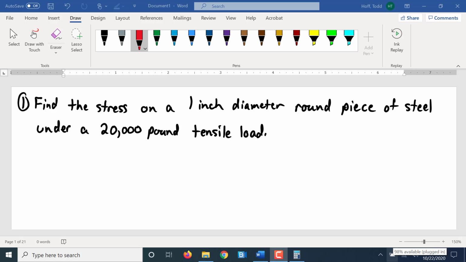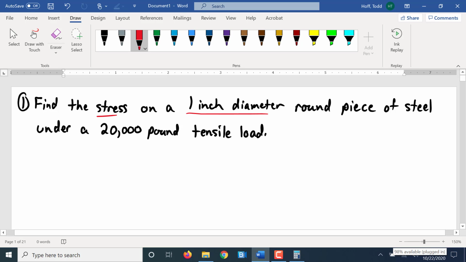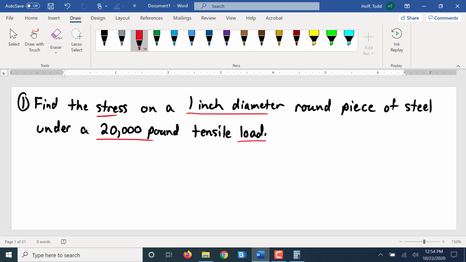So this is quiz 2 for this unit. To start off quiz 2, we're asking you to find the stress on a 1-inch diameter round piece of steel under a 20,000 pound tensile load.